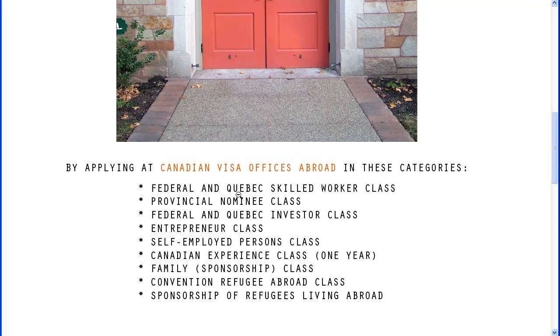And you can apply in Federal and Quebec Skilled Worker class, Provincial Nominee class, Federal and Quebec Investor class, Entrepreneur class, Self-Employed Person class, Canadian Experience class, but only after 1 year. After you leave Canada for no more than 1 year, you can still apply in Canadian Experience class. If you stay at home more than 1 year, you can't apply. You can apply in other categories, but not in this particular one. You can be sponsored by your relative who lives in Canada. You can apply as a conventional refugee abroad, or somebody from Canada can sponsor you if you are a refugee living abroad.